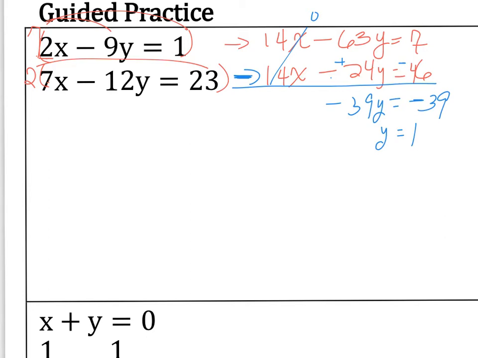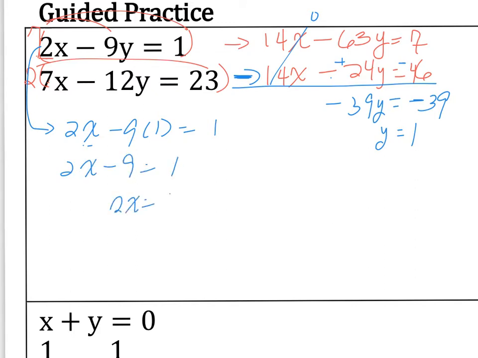And then now I'm going to use the first equation, or the second one works. I'm just going to use the first one to find out what my x variable is. I'm going to plug in 1 for y. So 2x minus 9 equal to 1. 2x equals 10. x equals 5. So my answer is 5, 1.